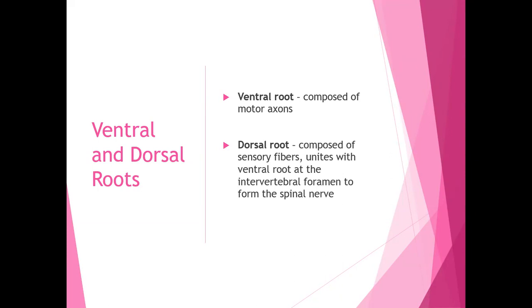a mixed nerve because it contains sensory, autonomic, and motor axons. Spinal nerves are located in the intervertebral foramen. So when we put the two vertebrae together, we have the intervertebral foramen. That's where the spinal nerve exits the spinal cord. Cool, right?